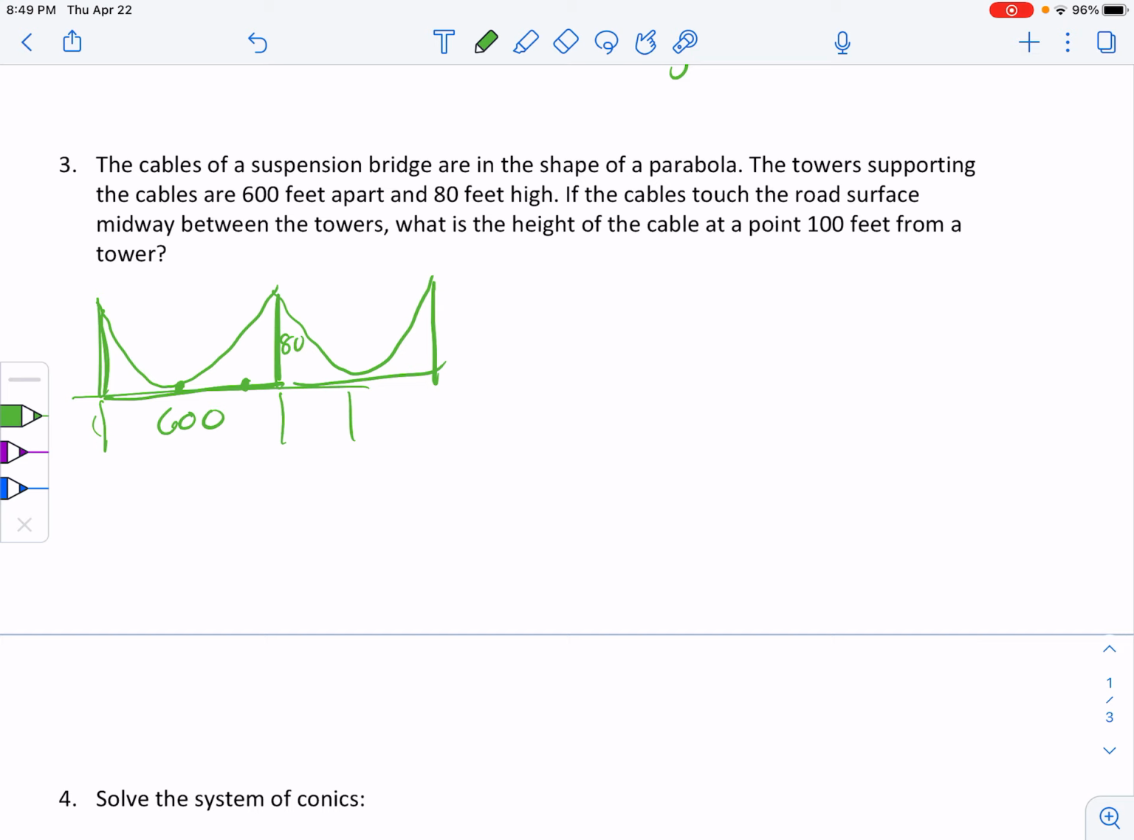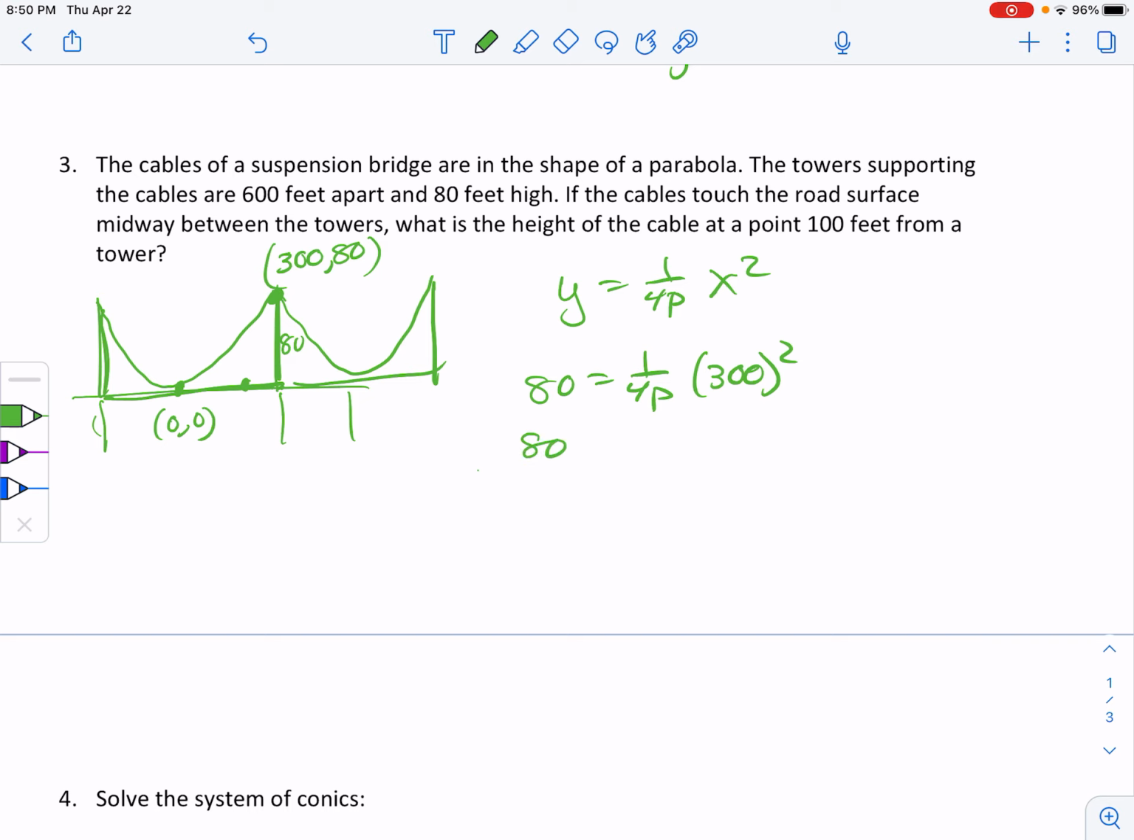All right, so what I'm going to do is make this point right here 0, 0. It's the vertex. This point over here is 300. So this point right here is 300, 80. And it's parabolic, and it's opening up. So we know, again, it's y equals 1 over 4p x squared. If I plug in the values they gave me, I can solve for 4p. So 80 is equal to 1 over 4p times 300 squared.